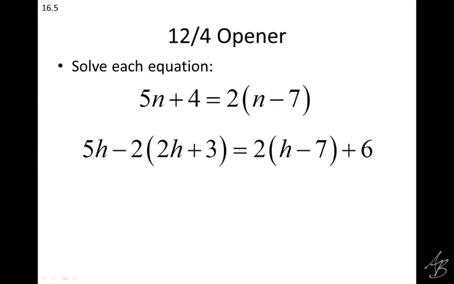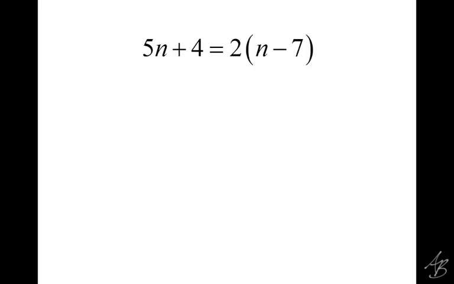Both of these equations here are the same type of equation, and the reason is we have variables on both sides of the equation. So when we have variables on both sides of the equation, we're going to have to do some simplifying to get the variable in one place. All right, so starting with this first one here, to simplify this, what do we need to do?